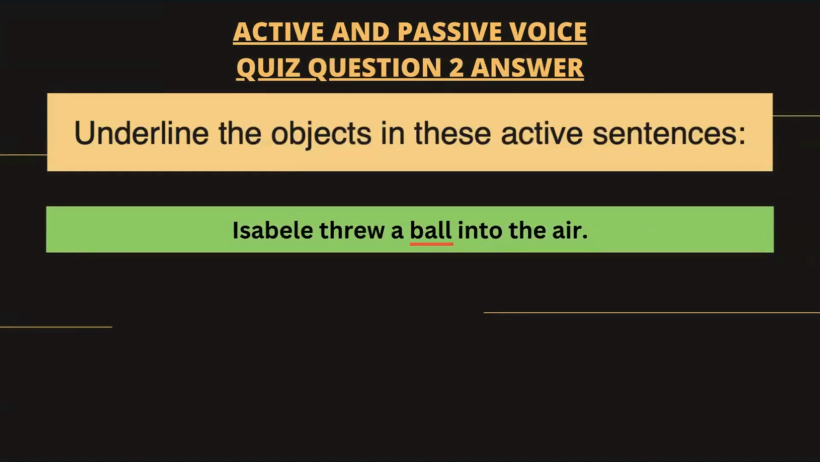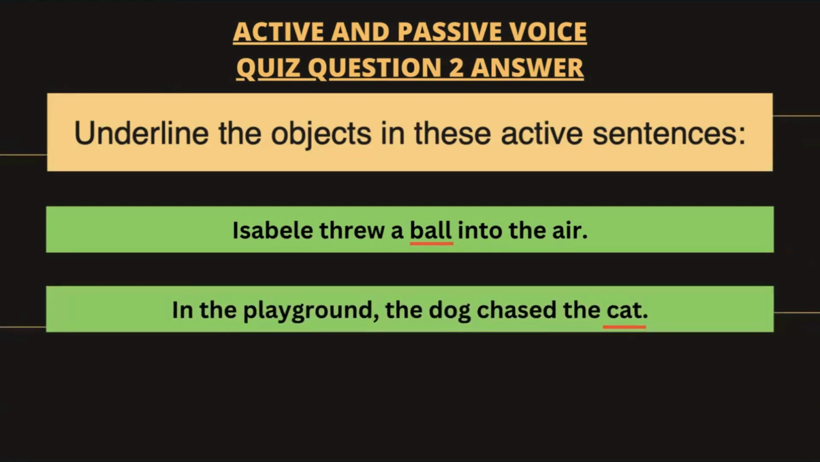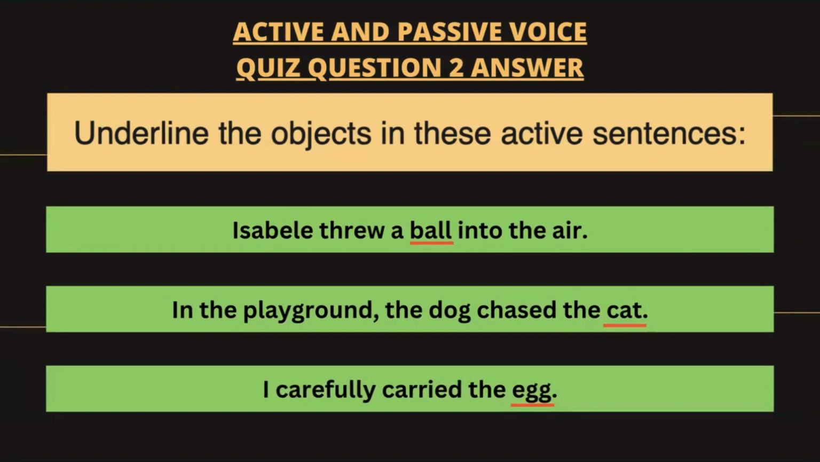So the first answer is Isabel threw a ball into the air. The ball is the object. In the playground, the dog chased the cat. The cat is the object. I carefully carried the egg. The egg is the object. Hope you got it right. Let's see the third question.